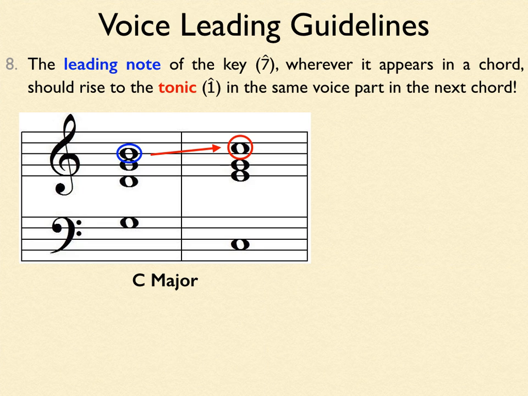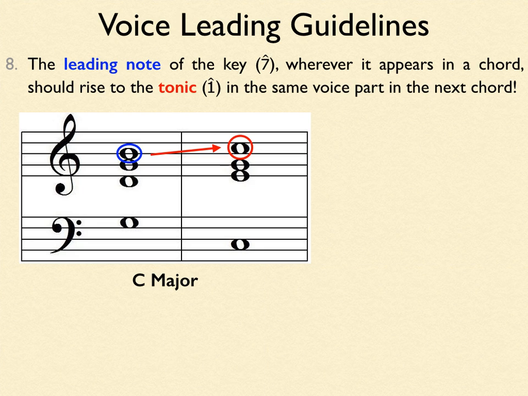There's a natural pull up to the tonic. When you listen to this chord progression, it sounds like a natural thing to do, to rise up from that B to the C. So that's something that you have to bear in mind: whatever key you're in, just watch out for the leading note, the 7th degree of the scale. If it appears in your chord, and it usually does appear in the dominant chord, for example, and the dominant chord's very popular, wherever it appears, it usually goes up in the same voice part.